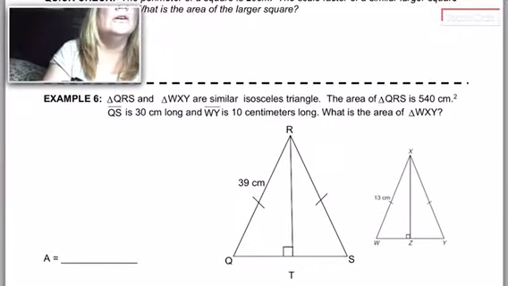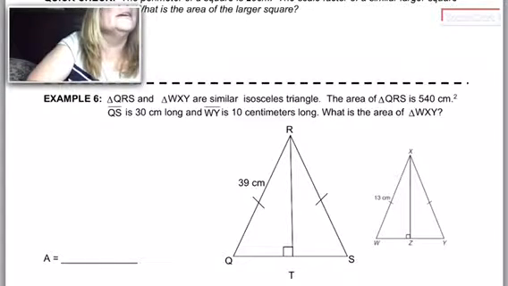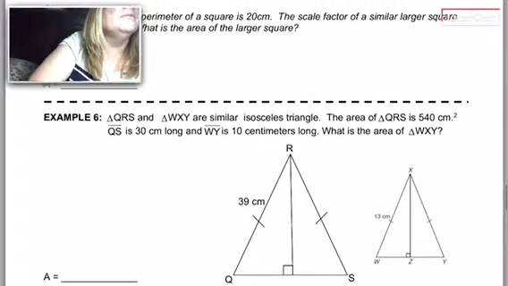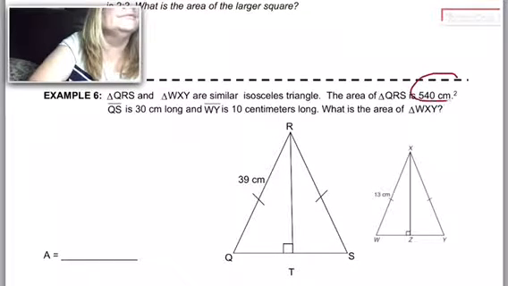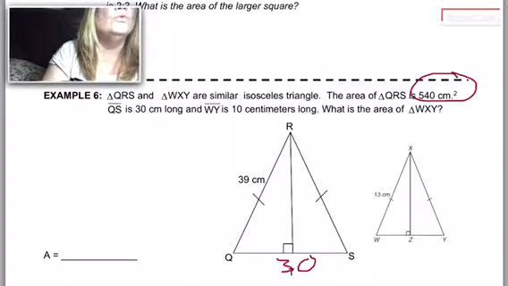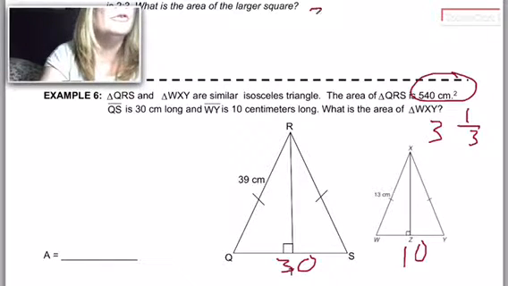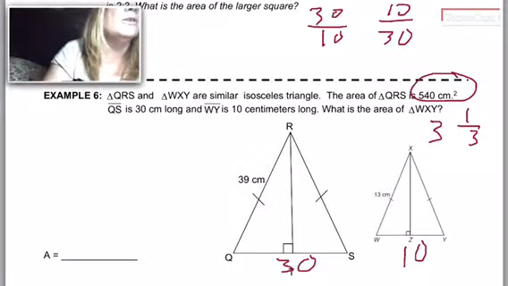Example 6. Triangles QRS and WXY are similar isosceles triangles. The area of QRS is 540 centimeters squared. QS is 30 centimeters long, and WY is 10 centimeters long. So that means the scale factor is, what do you multiply by 10 to get 30? Well, it would be 3. My scale factor is either 3 or 1 over 3. Or you could put 30 over 10 or 10 over 30, which simplifies to 3 or 1/3.